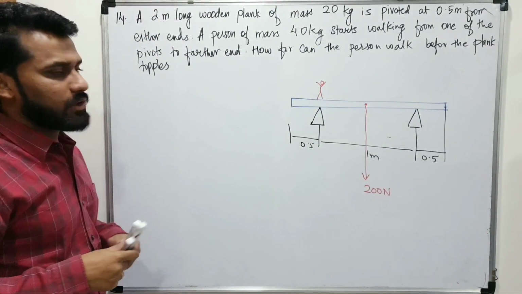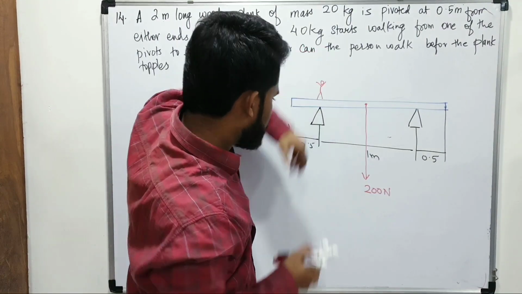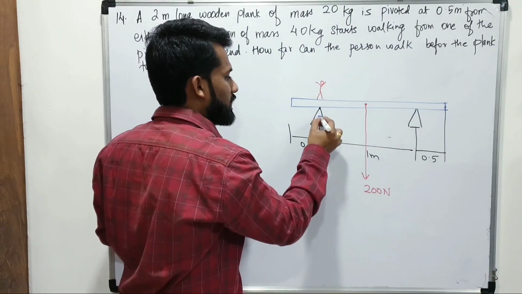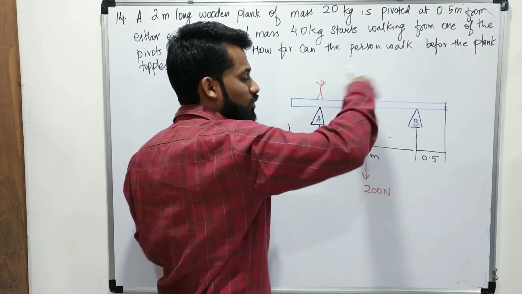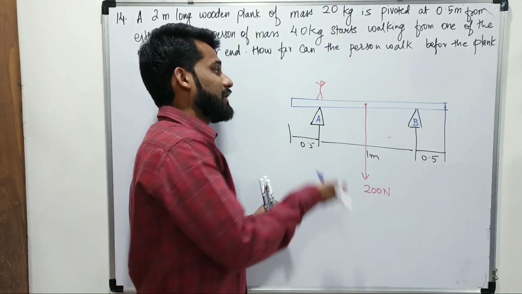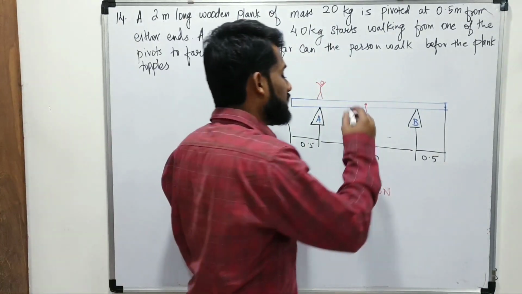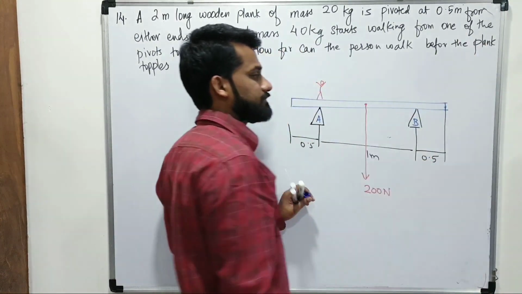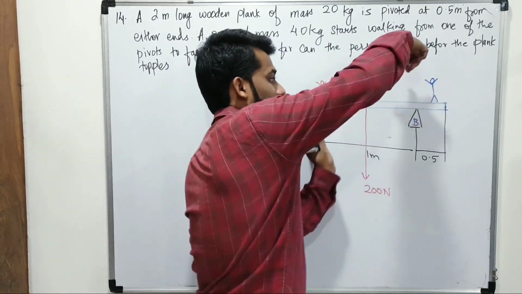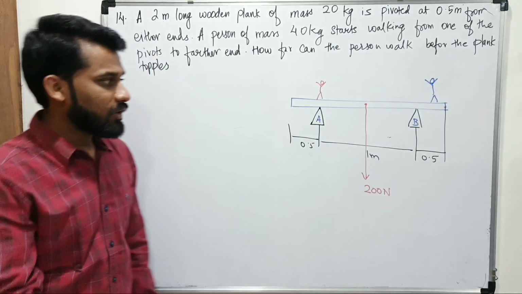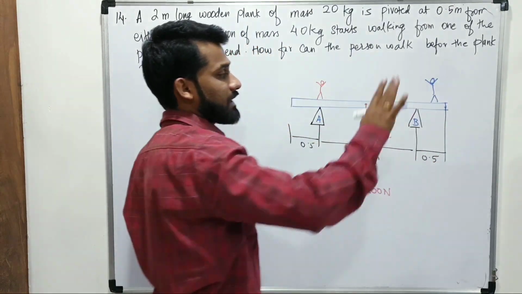Now this is quite a logical question. We know that as the person starts walking, let us say from location A to B, if the person is traveling from A to B, there is no location where the plank will topple. The plank will only topple if the person crosses B and goes further. At that time, because of his weight, the plank can topple. The plank will topple when the person crosses this location B. Before B, the plank is not going to topple.